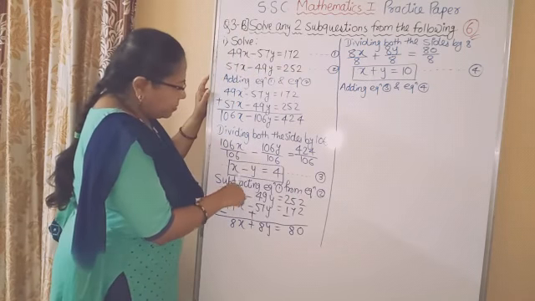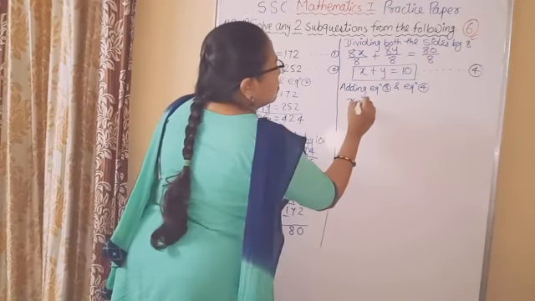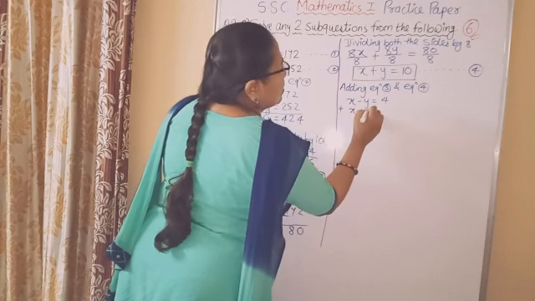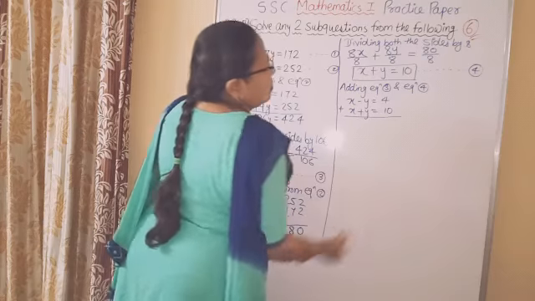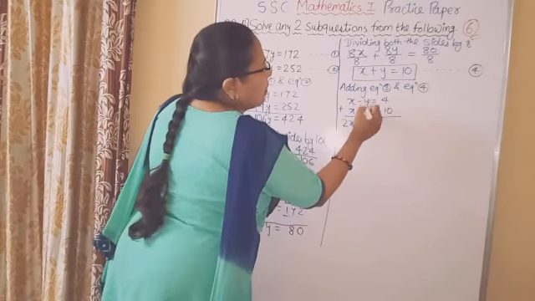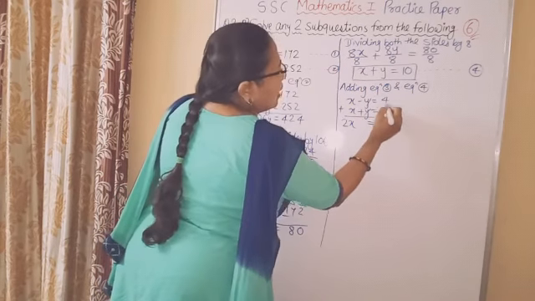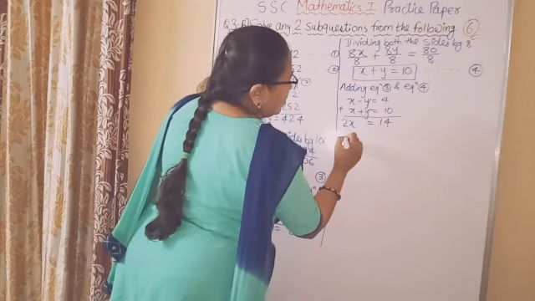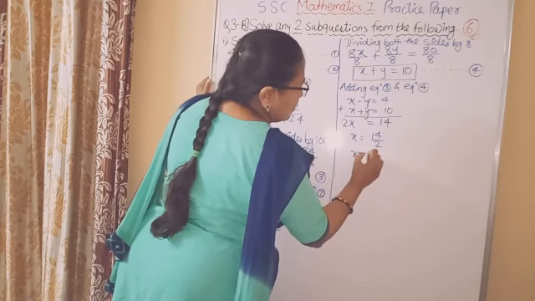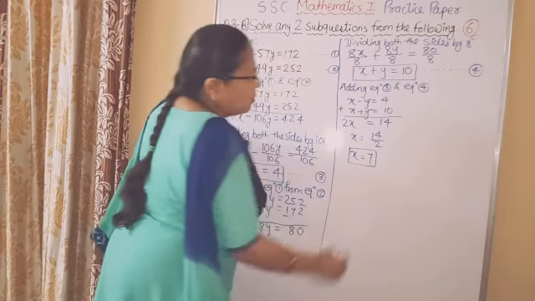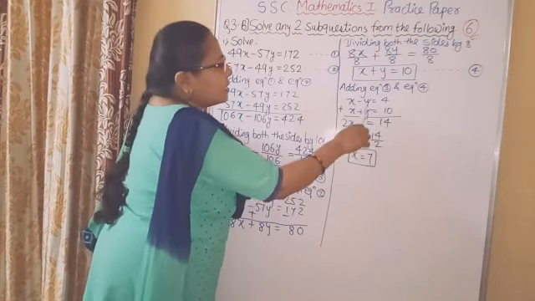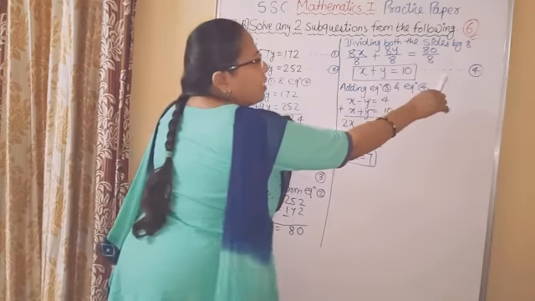Equation 3 is x minus y equal to 4, plus x plus y is equal to 10. And x plus x, 2x. Plus y minus y gets cancelled. 10 plus 4, 14. Therefore, x is equal to 14 divided by 2. Therefore, x is equal to 7. 2 7s are 14. Now, this value of x, you can substitute either in equation 3 or equation 4.